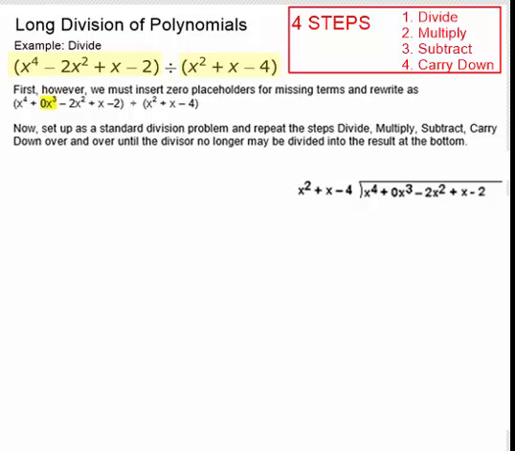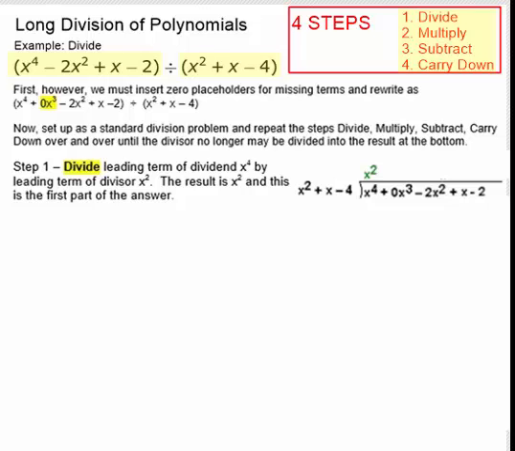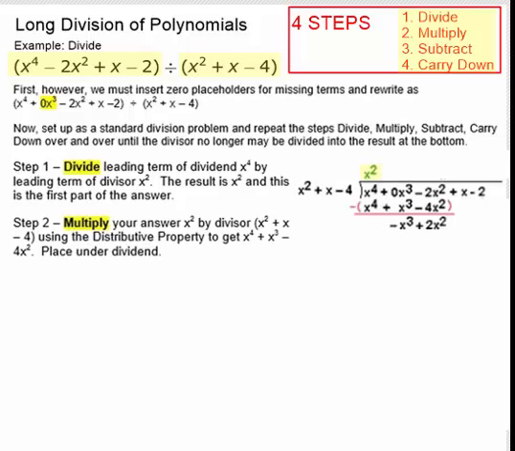Polynomial division follows the same 4 steps as regular division. You divide, multiply, subtract, carry down. In our polynomial division, the first thing we divide is the leading term x to the fourth by the leading term x squared. X to the fourth divided by x squared is another x squared, and that's the first part of our answer, x squared. Then we multiply x squared times the divisor x squared plus x minus 4, and we get this result of x to the fourth plus x cubed minus 4x squared.